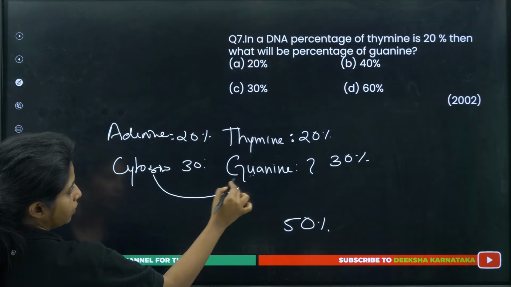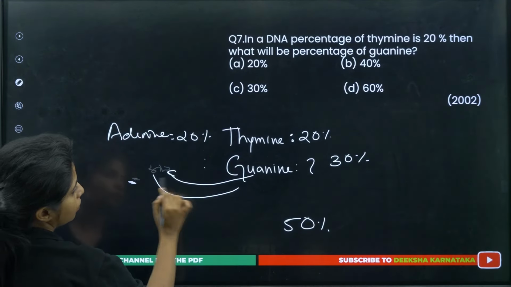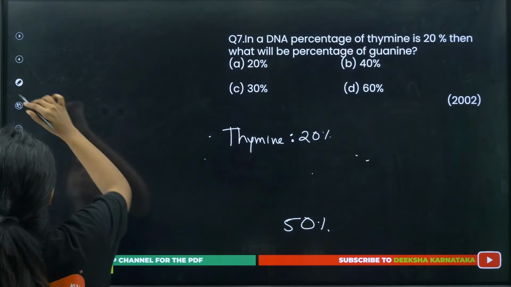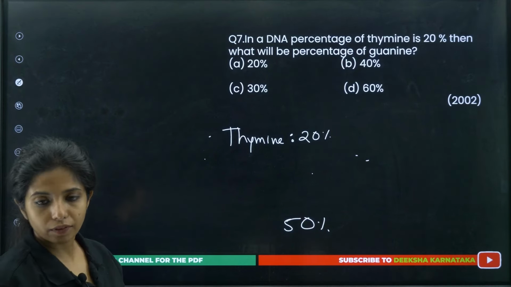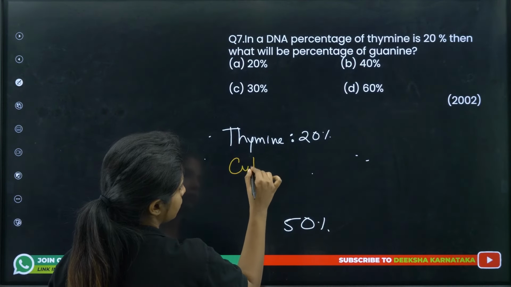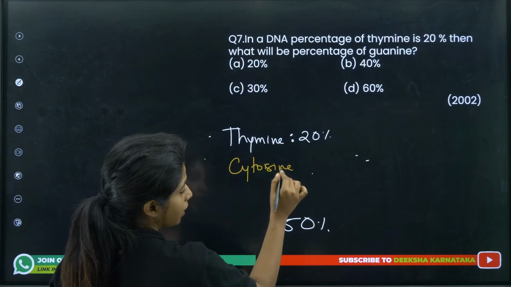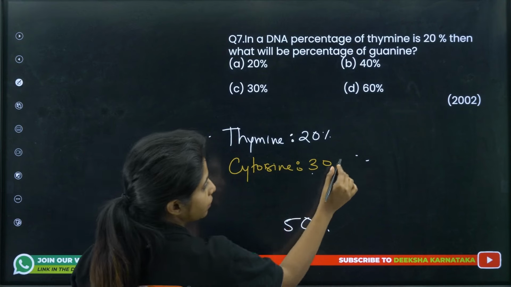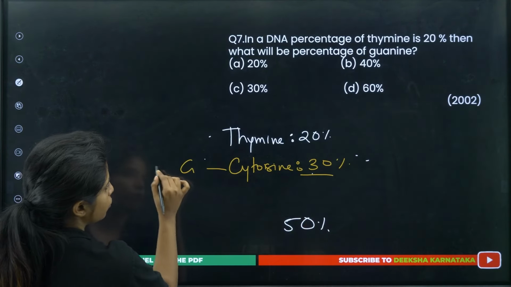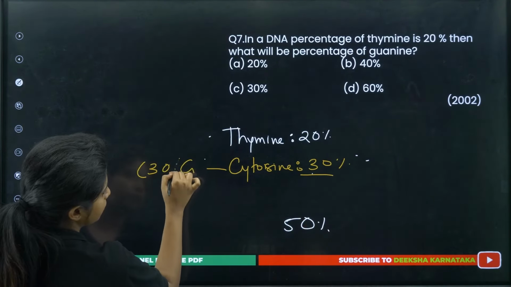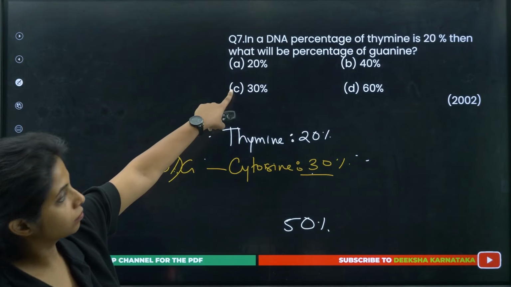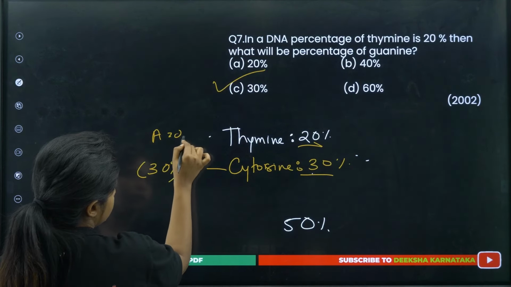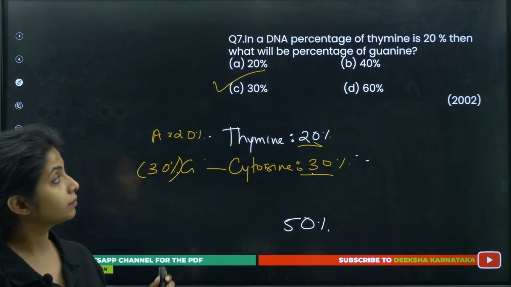This is a purine and this is a pyrimidine. Listen, I don't want to confuse you guys. This is thymine, 20% given. If thymine is 20%, then cytosine, which is again another pyrimidine, has to be 30, because pyrimidine should be 50 and purine should be 50. If this is 30, then its partner, that is G, will also be 30. So the answer will be what? 30%. If you are asked about adenine, then this is 20, so adenine will also be 20. Got it? Now going ahead.